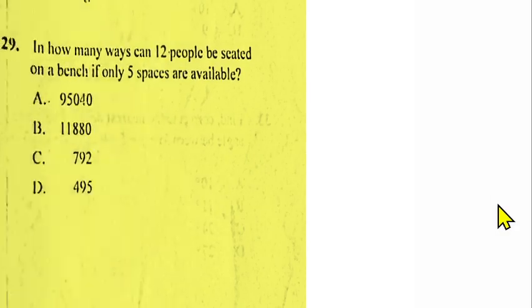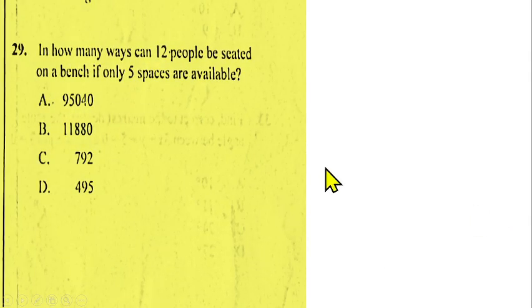Question number 29 is from permutation. In how many ways can 12 people be seated on a bench if only 5 spaces are available? So that should give us 12 permutation 5. Since we are not given any condition, you can rearrange these 5 people any way. So that's 12 permutation 5. Then that should give us 12 factorial over 12 minus 5 factorial.